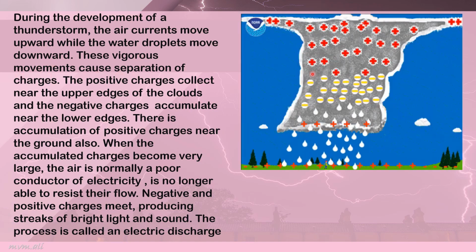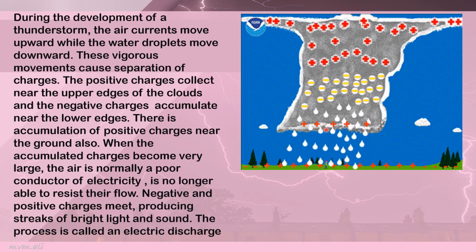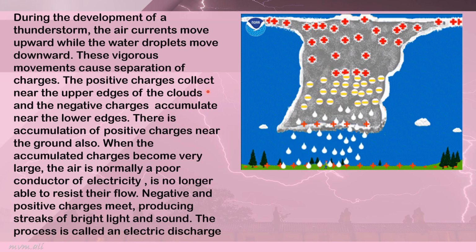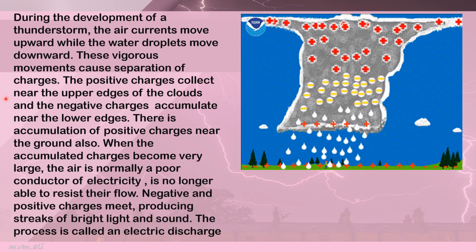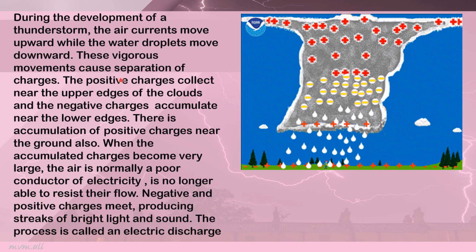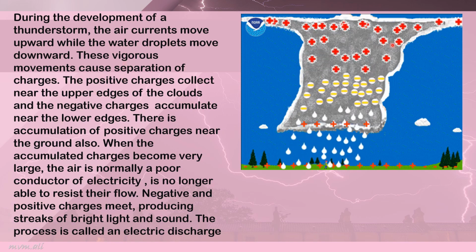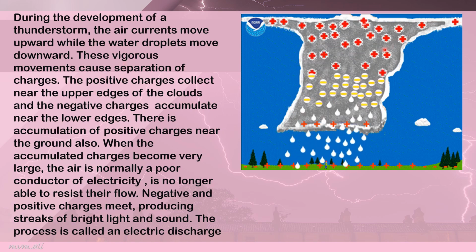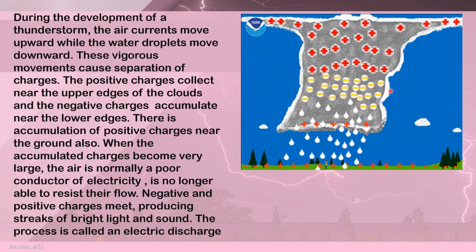Okay, so you can see here, during the development of a thunderstorm, water droplets move downward while the air molecules move upward. And this vigorous movement causes the separation of charges. That means it's actually a rubbing process. Clear? So there is a separation of charges, and the positive charges collect near the upper edge of the clouds, and the negative charges accumulate near the lower edge of the clouds. So now the charges have accumulated in the cloud.